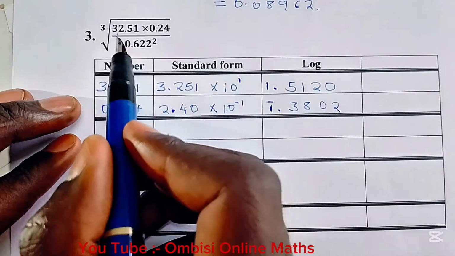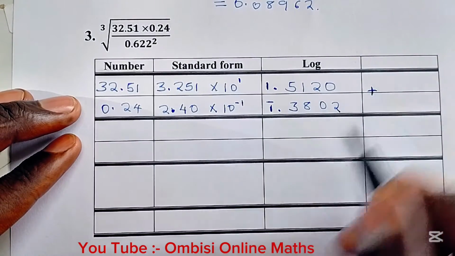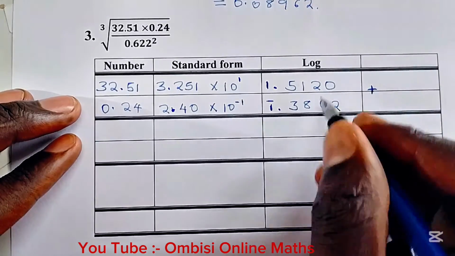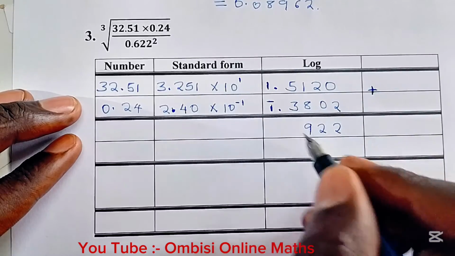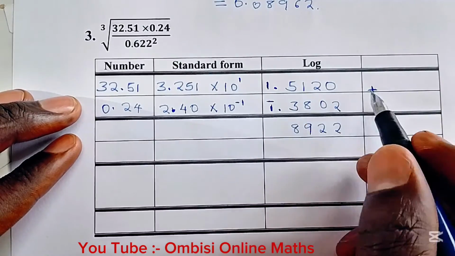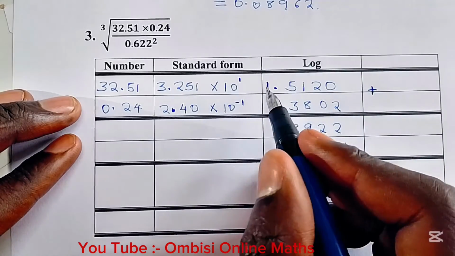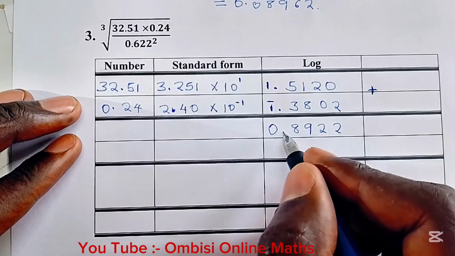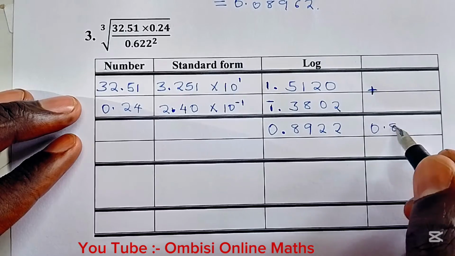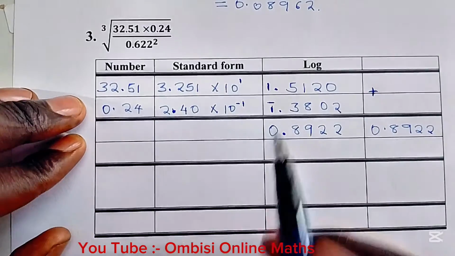Now, because the numerator they are multiplying, it means that these logarithms you add. Now, when you add this one, you get this one is 2, this one is 2, this one is 9, this one is 8, then bar 1 plus, 1 plus bar 1. It means 1 minus 1, which gives us 0. So in this case, our number is 0.8922. Now, we have finished the numerator.